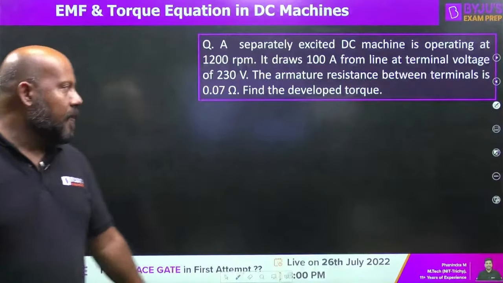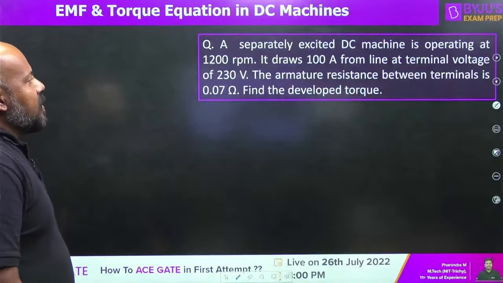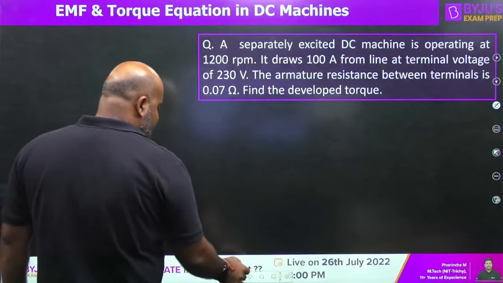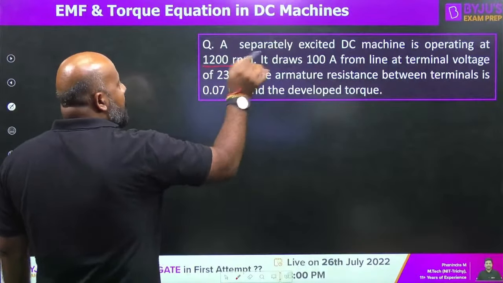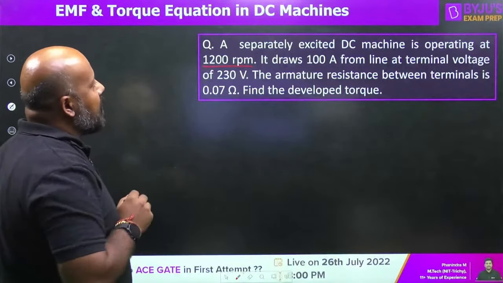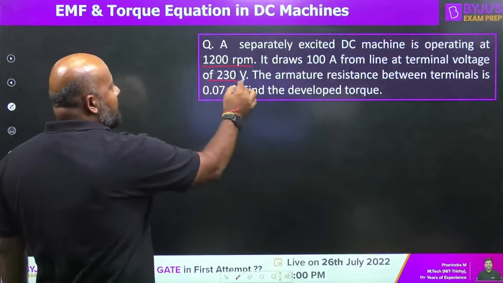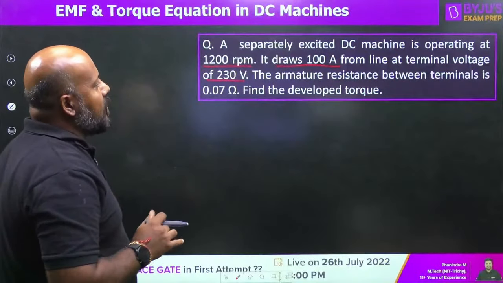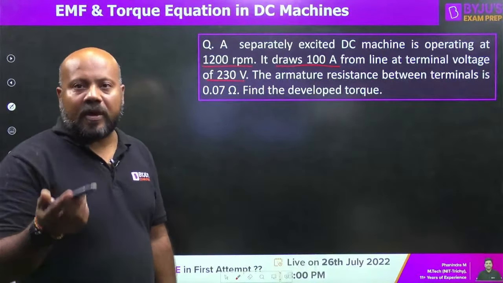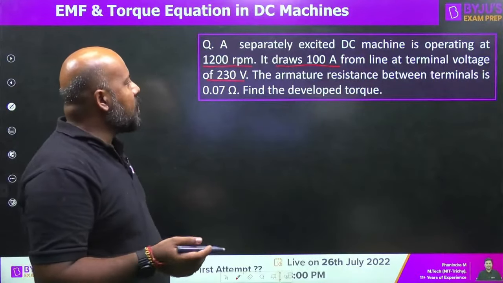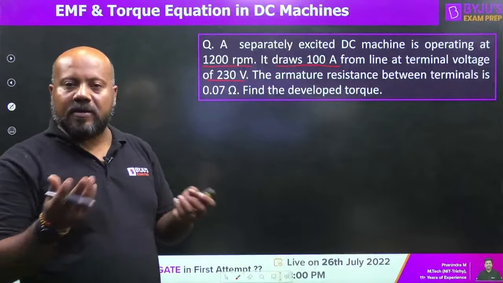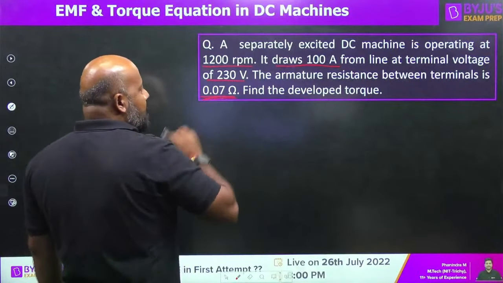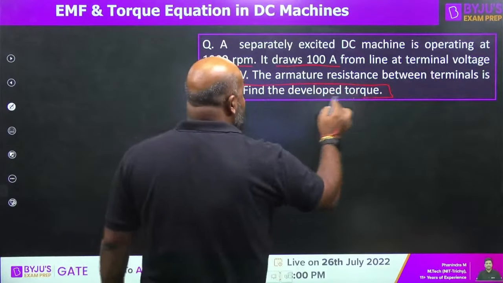The next question says there is a separately excited DC machine which is operating at 1200 RPM. It draws 100 ampere from the line at a terminal voltage of 230 volts. So terminal voltage is mentioned, line current is mentioned, and it is a separately excited DC machine. Obviously, it is going to be a DC motor, because it is taking current from the DC supply. The armature resistance between the terminals is also given. He is asking to find the developed torque.